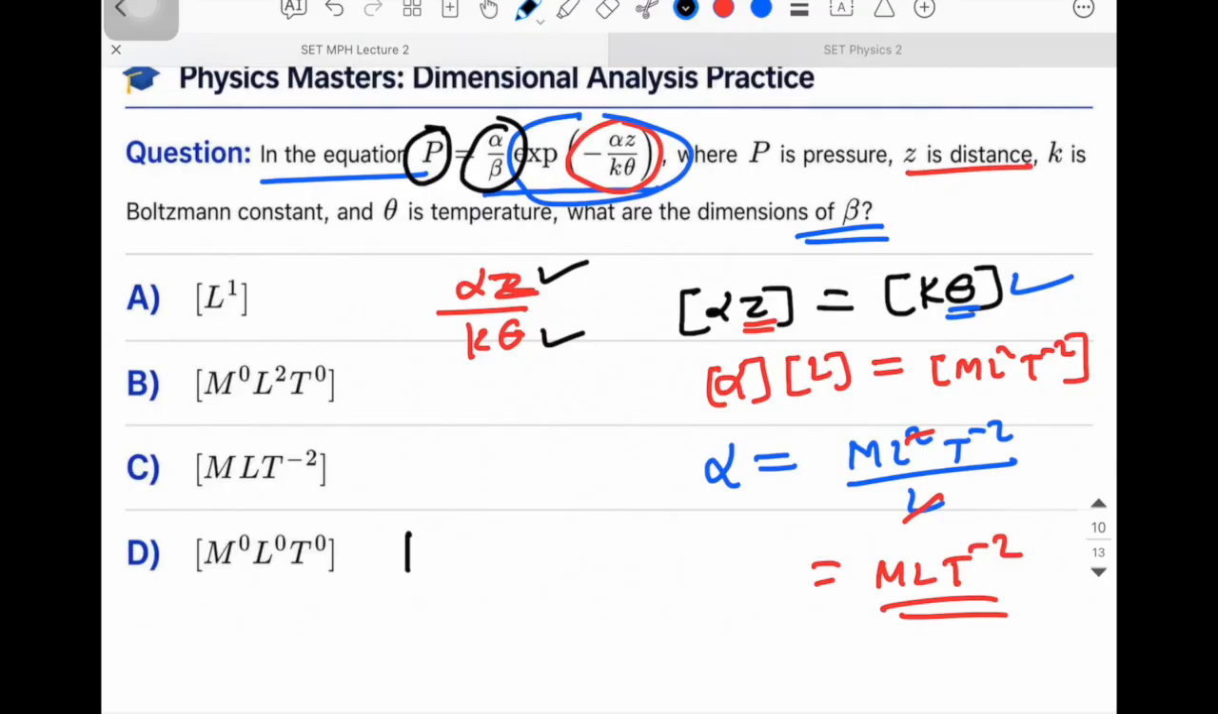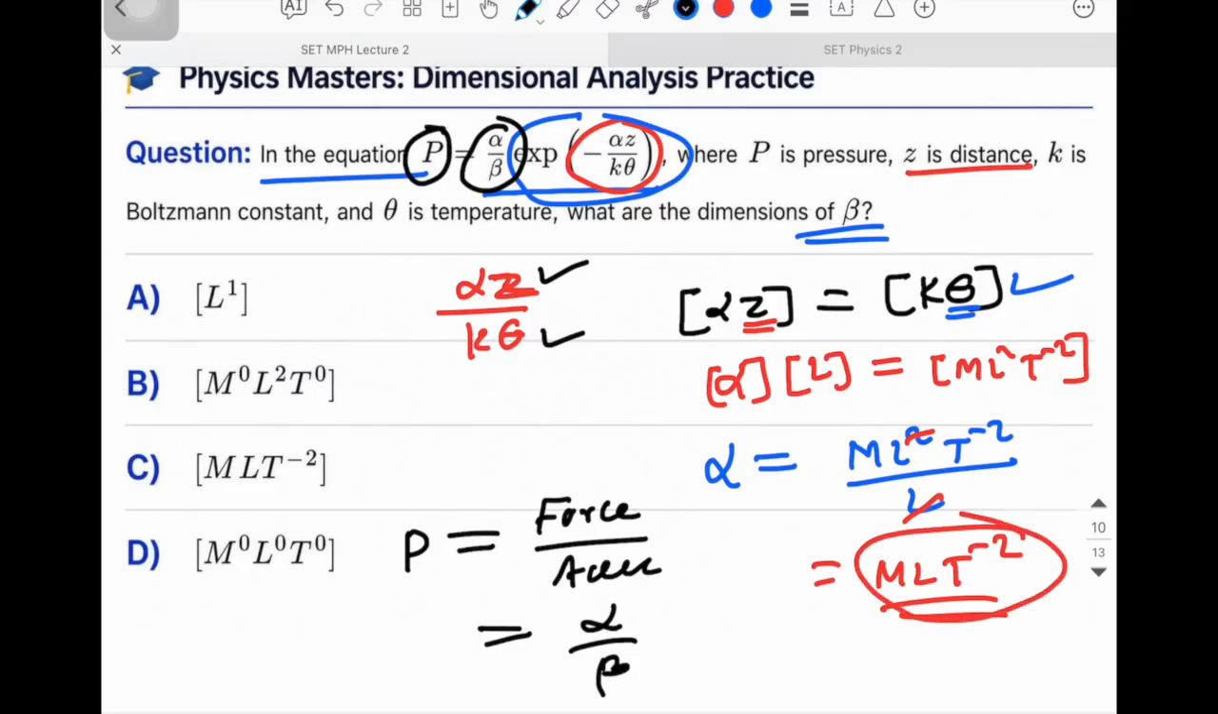And we know that pressure equal to force upon area. So here it is alpha by beta. We already derived that dimension of alpha in this expression is a force. So dimension of beta must be equal to area. So area means length into length, L square.